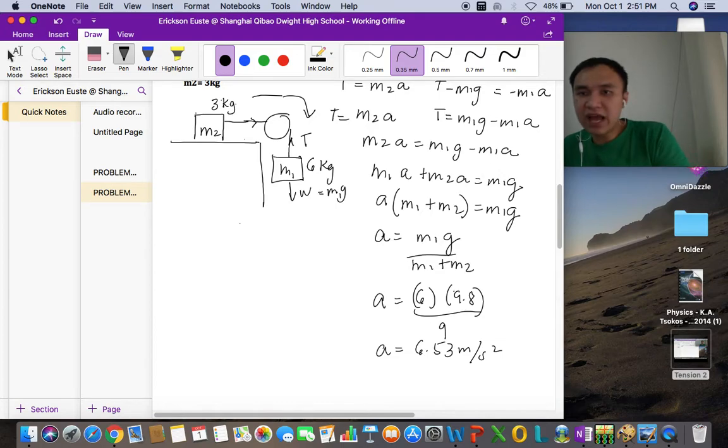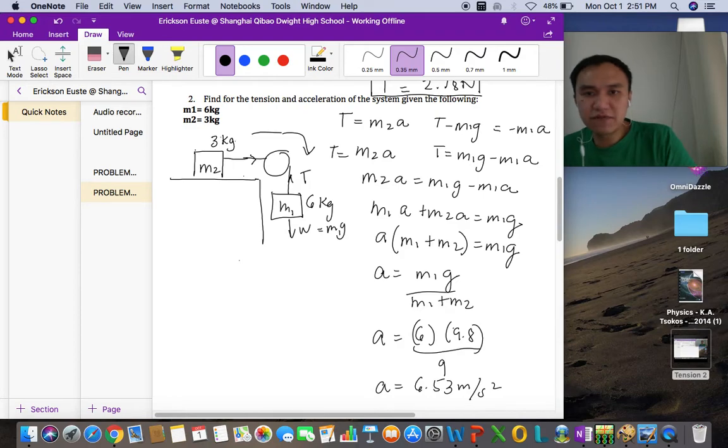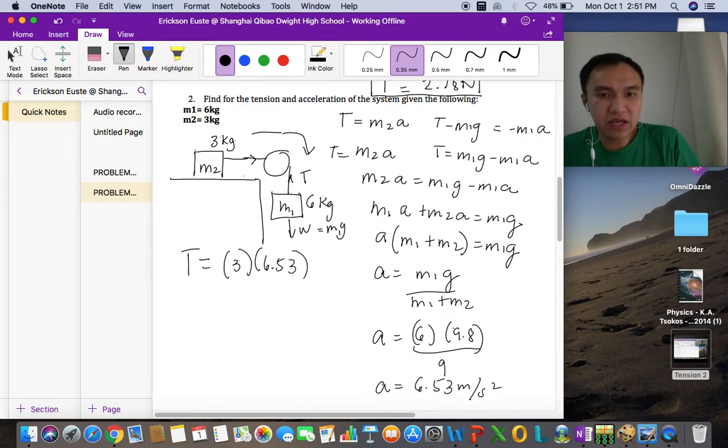So I already have the acceleration, but I need to determine the tension. The tension here, I can use the first equation, or I may like to use the second equation, but the first equation looks easier because it is easier. So the tension is equal to the mass 2, which is 3 times 6.53. So the answer for that one is going to be 19.6 newtons. So with this problem, you already have the acceleration and tension.